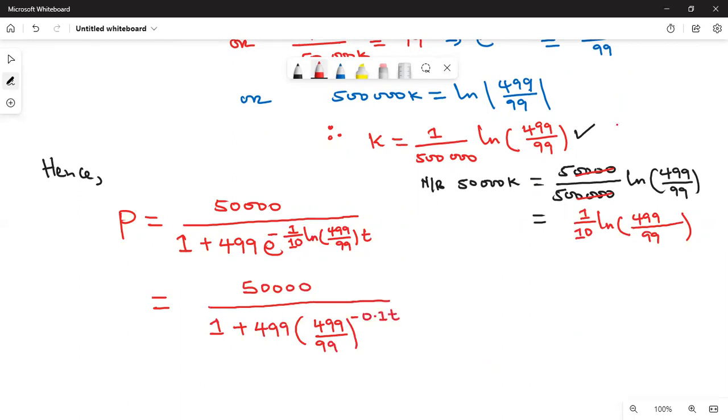I've used the laws of indices and logarithms so that t will be the power of 499 over 99, and also negative 10 becomes the power, and negative 10 is the same as negative 0.1. So now let's answer part A.